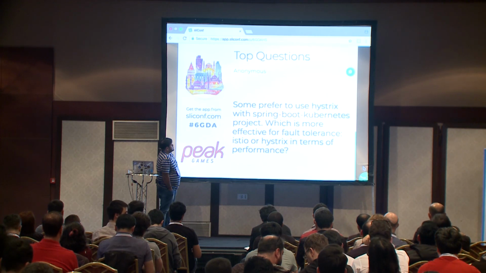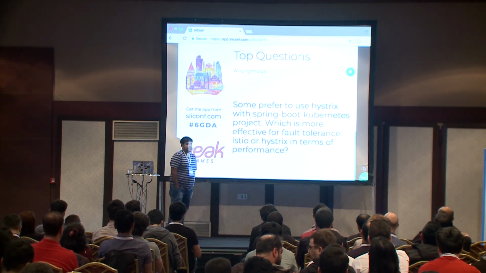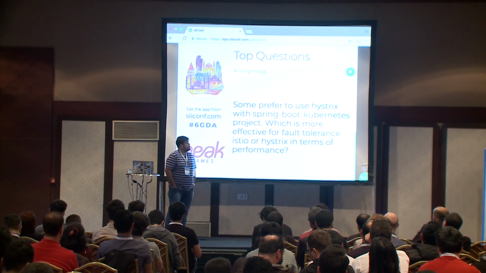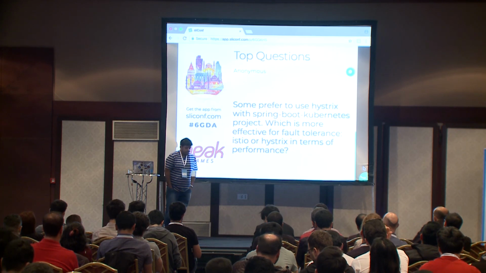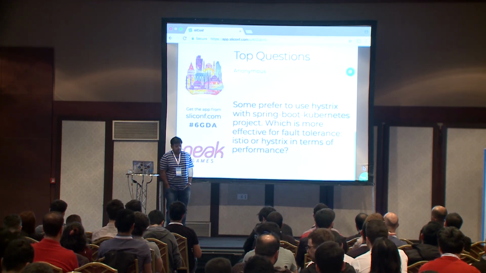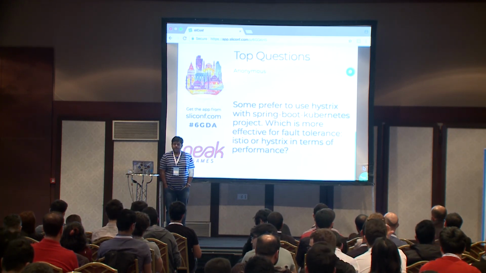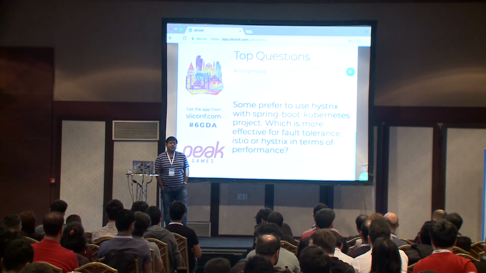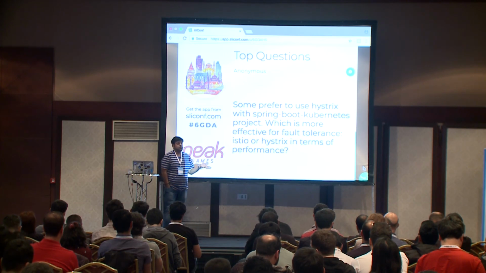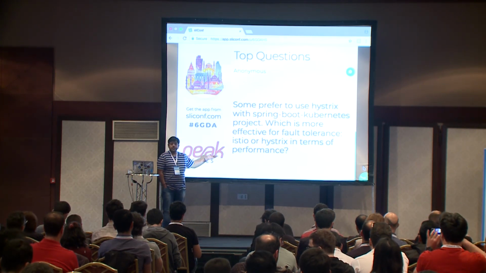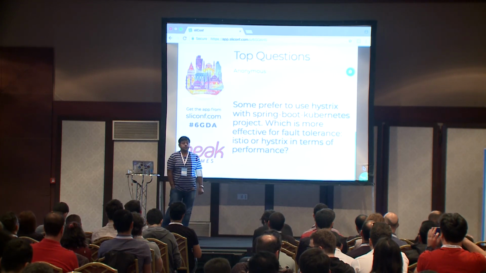Some prefer to use Hystrix with the Spring Boot Kubernetes project. Okay, Spring Boot Kubernetes is just a wrapper around your application project. Which means that with Istio, the circuit breakers are defined a different way, right? It relies more on bulkheads, if I'm not wrong, rather than the typical circuit breaking. So we have more sophistication there when compared to the typical circuit breaking in the Istio world. I mean, in the circuit breaker world.